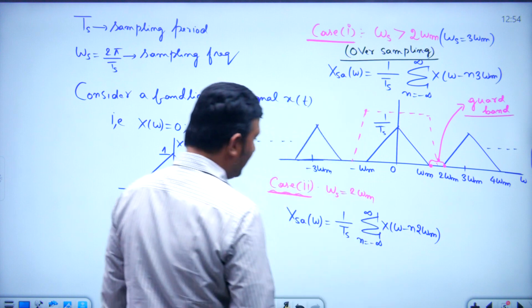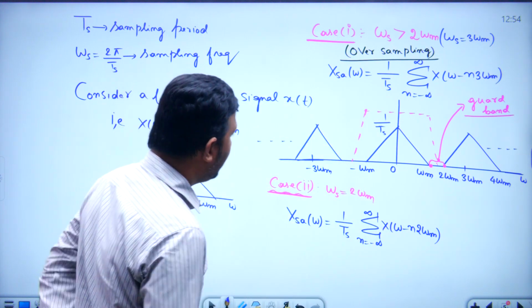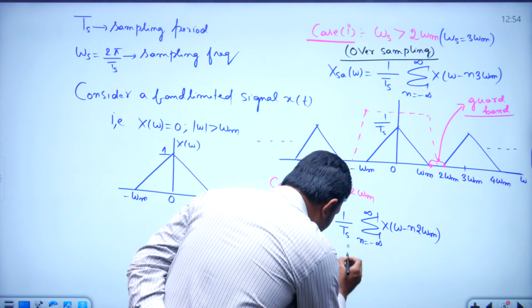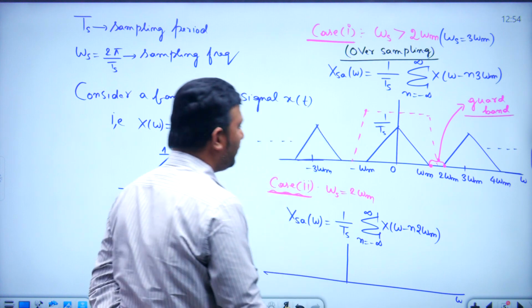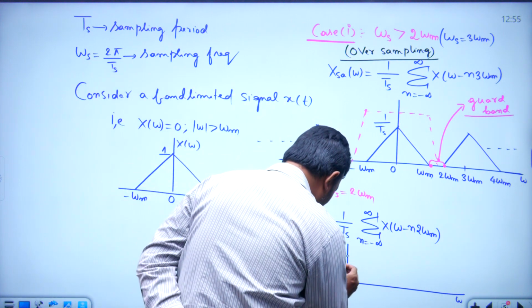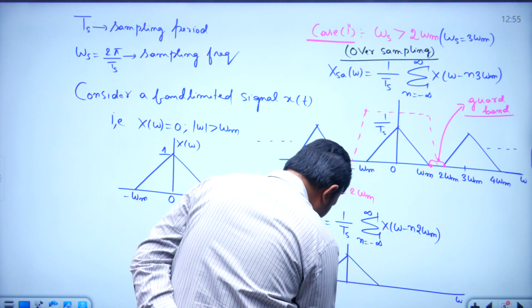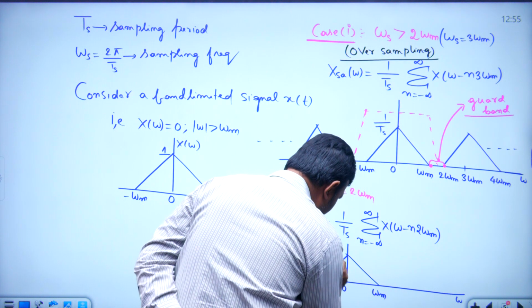Now we will do one thing: let us draw this spectrum also by giving different values of n. Now what happens if I substitute n is equal to 0? I will get X of omega weighted by 1 by Ts, X of omega meaning from minus omega m to omega m, weighted by 1 by Ts.